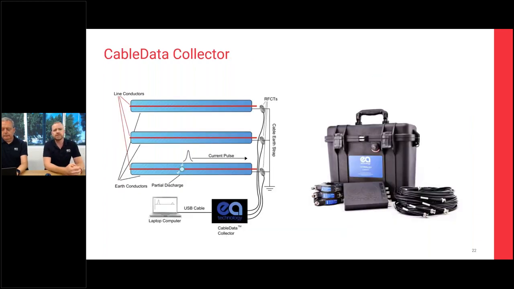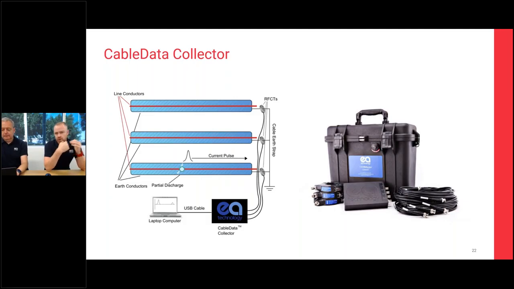So this is the main piece of instrumentation that we use. It's called the CableData Collector. What you have is a piece of hardware in the middle there. You've got 3 RFCTs and you connect all of them via leads, and those leads are connected back to a laptop. On the laptop, you have a piece of software where you type in who you are, where you are, what you're testing. It's important to input the length of the cable that you're testing. If you know that before you're testing, it's very useful.